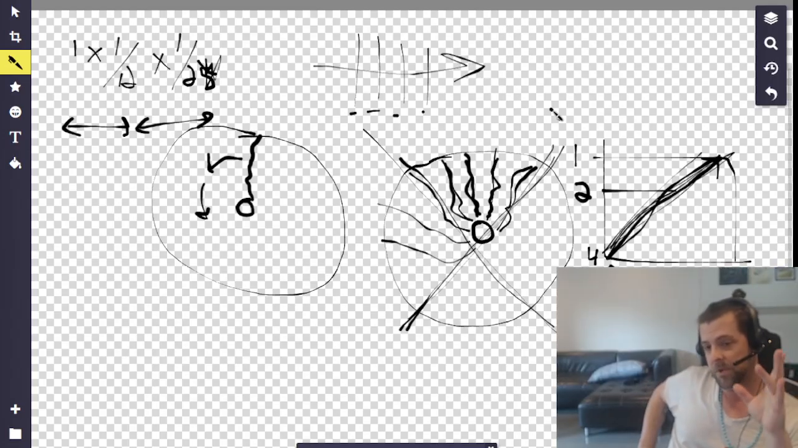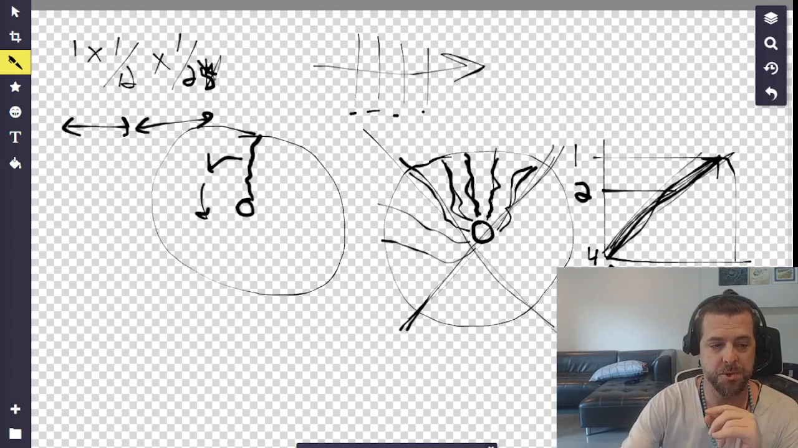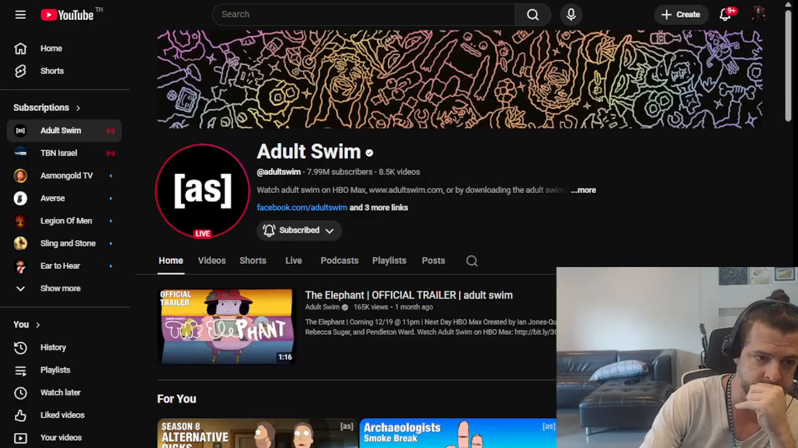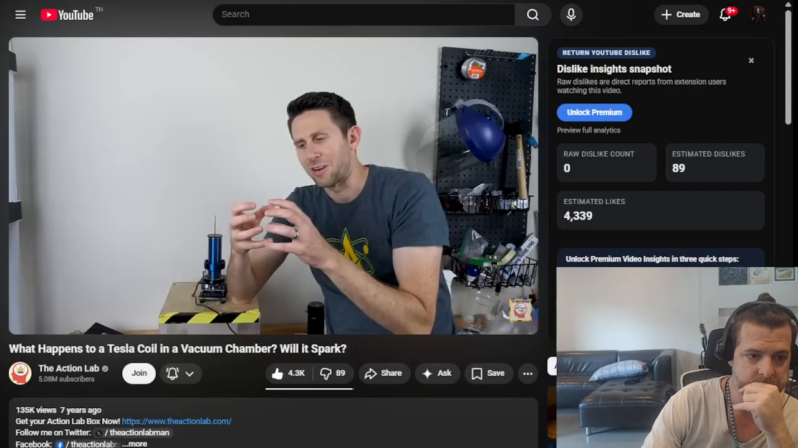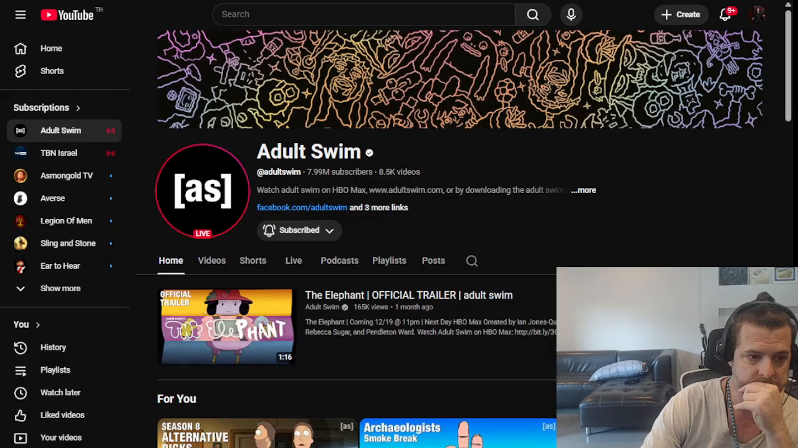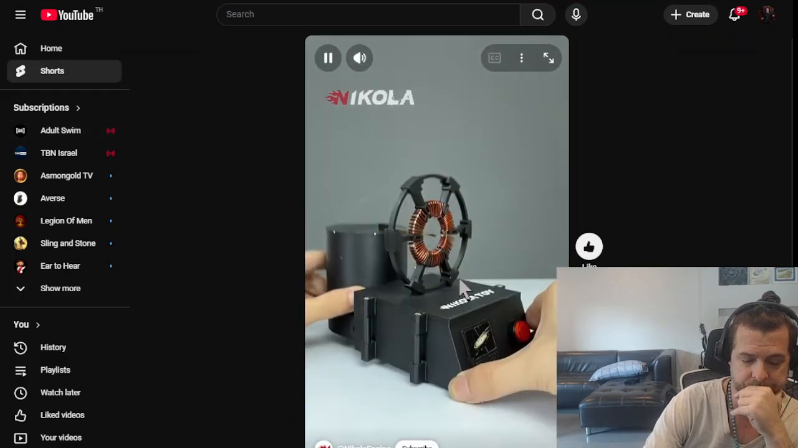I have failed to prove that I can generate any amount of a gravnetic field in an experiment using this device. This device. Where is it at? Where is it? What did I do? There we go, right here.